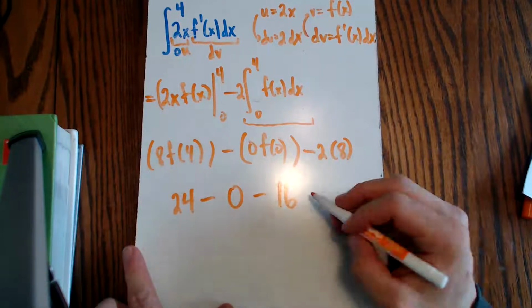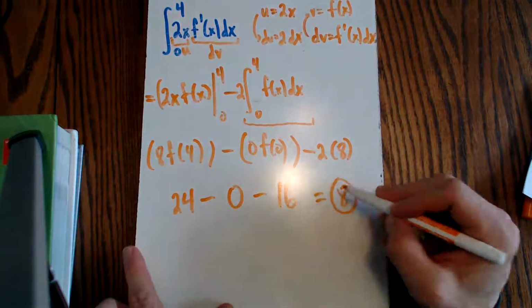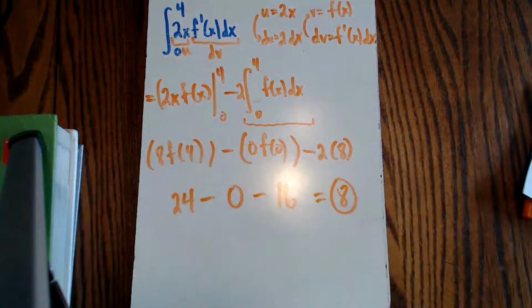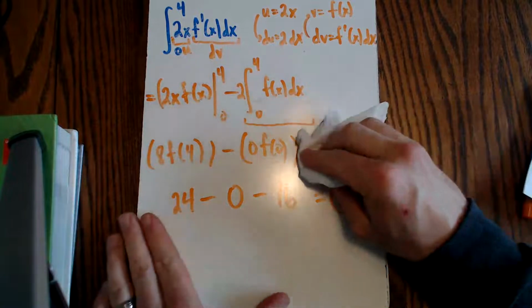Minus 2/8 is 16. So that's a final answer of 8, all done. Okay, so that was part A. So let's now move on to part B, which at first glance you might think was integration by parts until you take a closer look. So it's not integration by parts.